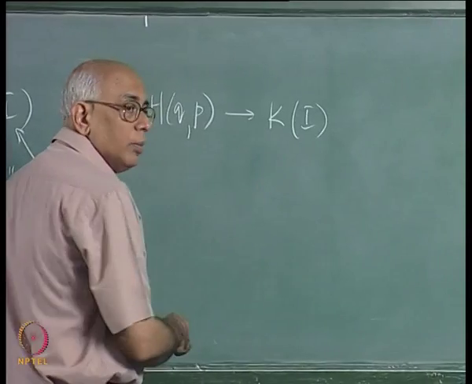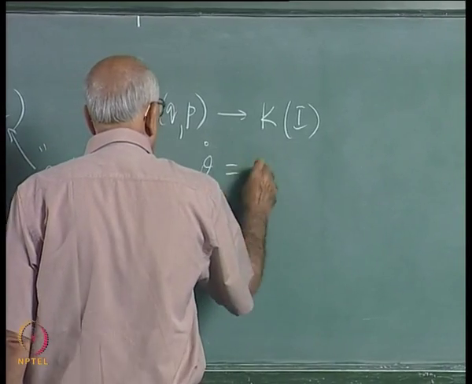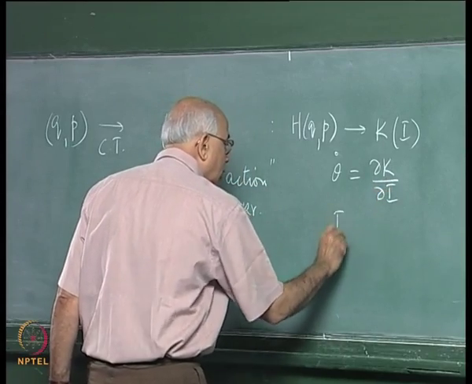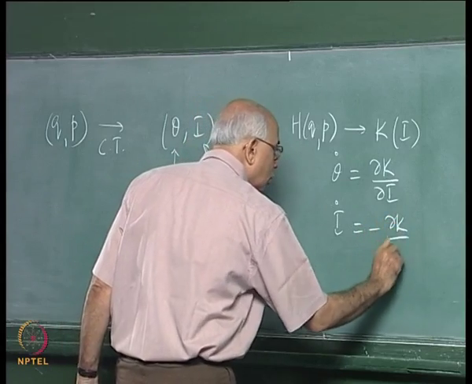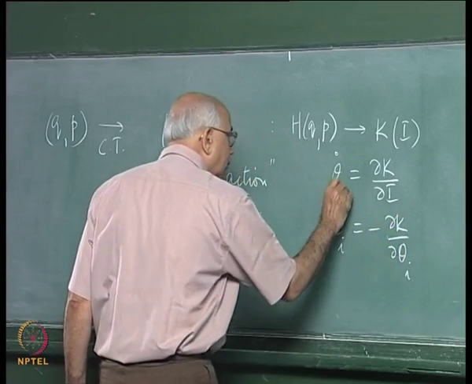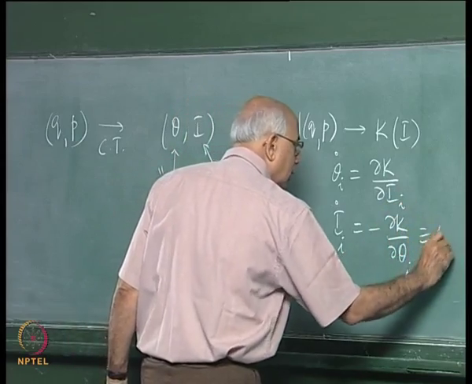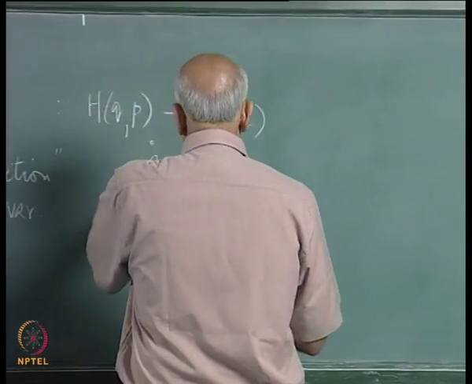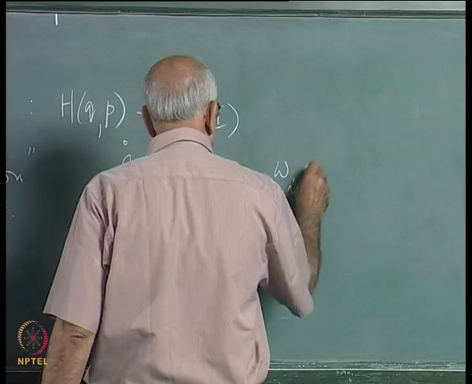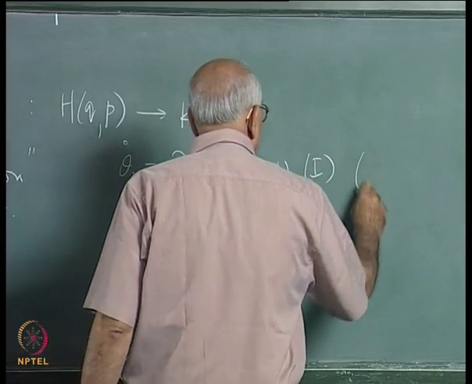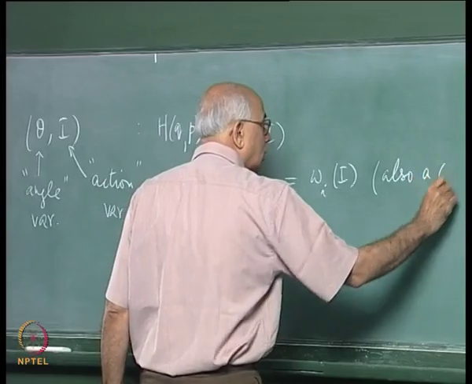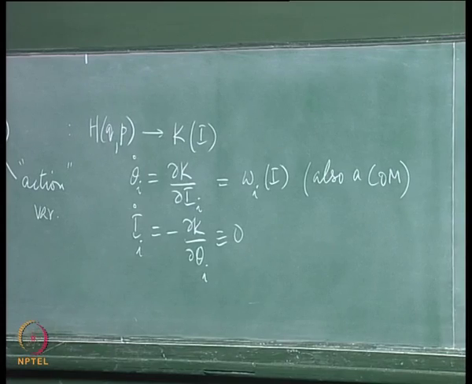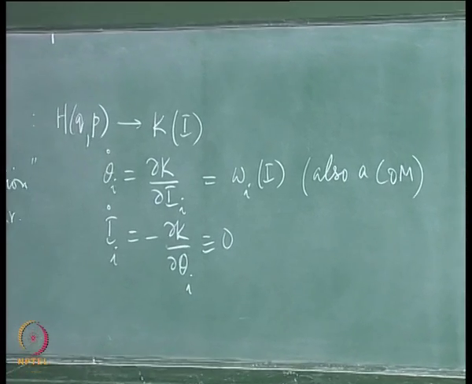The action variables turned out to be constants of the motion because theta dot is ∂K/∂I, and I dot is minus ∂K/∂theta, which was identically 0. This implied that each of the I's is a constant of the motion. Therefore, this quantity here, which is some function of all the action variables, is also a constant of the motion. And the motion, as we saw, lay on some kind of n-dimensional torus.